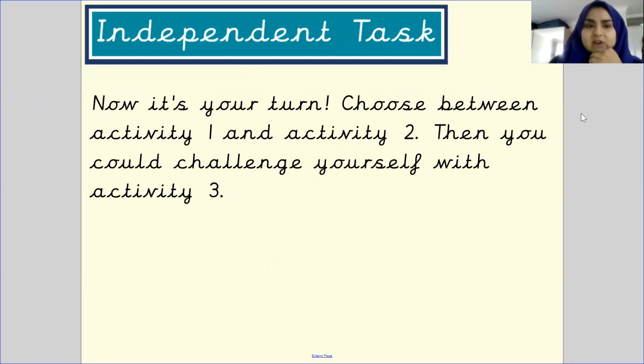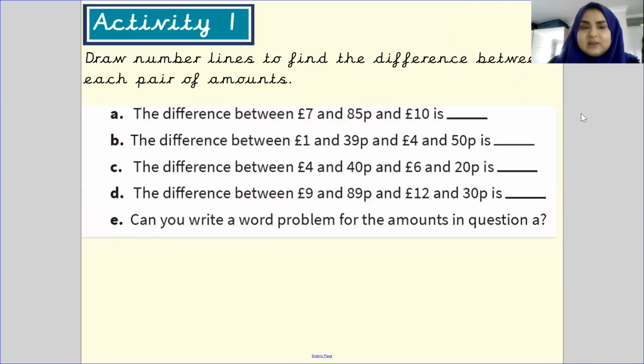Now, your independent task. Now it's your turn. Choose between activity 1 and activity 2. Then you could challenge yourself with activity 3. So activity 1 says, draw a number line to find the difference between each pair of amounts. Okay, so it says here the difference between £7.85 and £10. So you need to find the difference between these amounts using a number line.